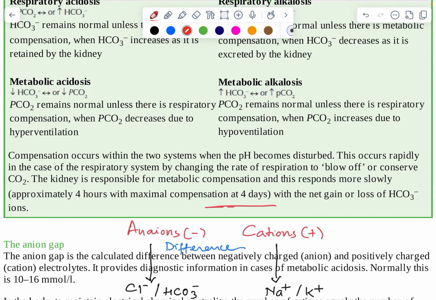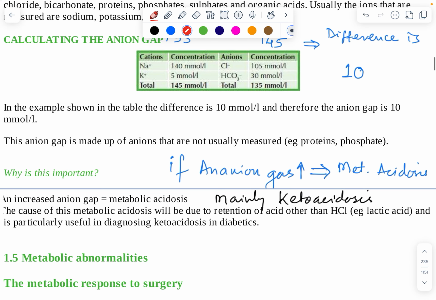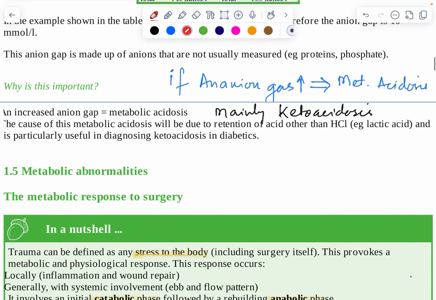So, the anion gap. Anions are chlorides and bicarbonates. Cations are sodium and potassium. The difference between them is the anion gap. So you take total sodium and potassium on one side, which is 145, and chlorides and bicarbonates on the other side. The anion gap is 10. If the anion gap increases, it is metabolic acidosis.